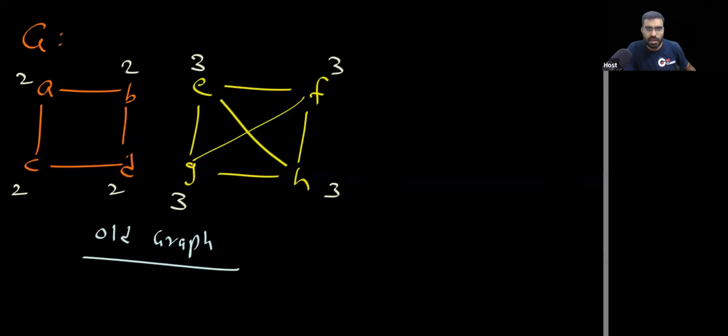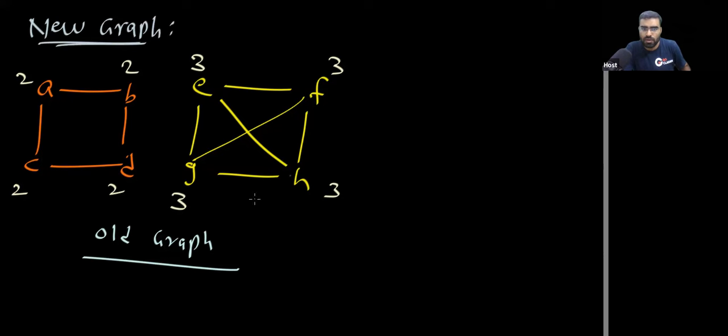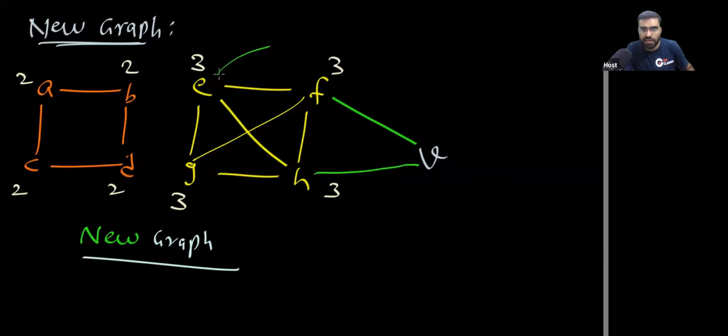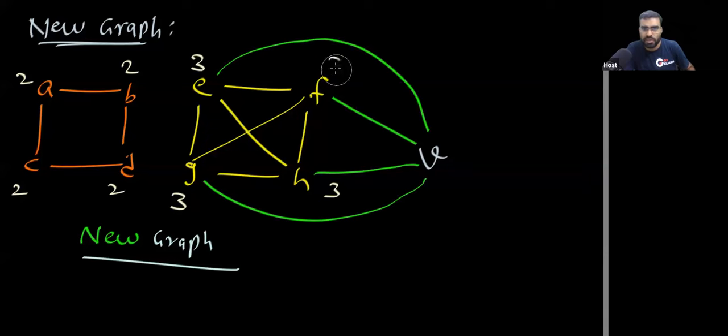Now what are we doing? We are adding a new vertex. Now, what will happen in the new graph? Just focus on what is happening in the new graph. You are adding a new vertex, and I am making it adjacent to every previous odd degree vertex.